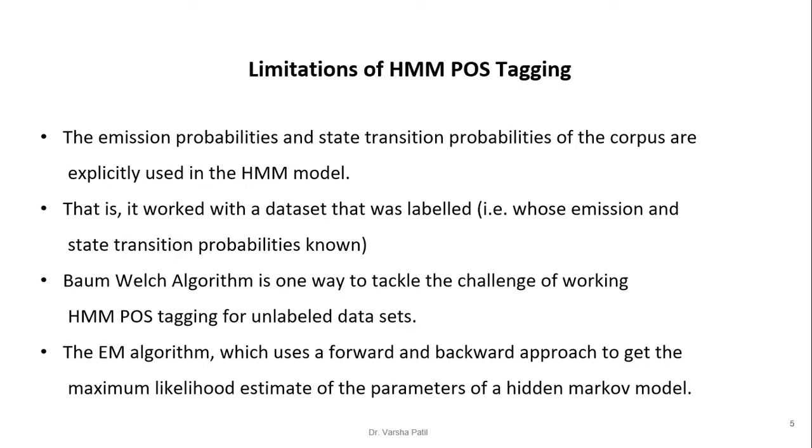So one of the solutions is the Baum-Welch algorithm, which tackles the challenges of HMM POS tagging for an unlabeled dataset. For example, if new words come into the statement, the EM algorithm, that is the expectation maximization algorithm, which uses the forward and backward approach, gets the maximum likelihood estimate of the parameters of the hidden Markov model. So if an unknown word comes which was not present in the corpus, at that time we can take the help of the EM algorithm, which is based on the forward and backward model of the hidden Markov model.